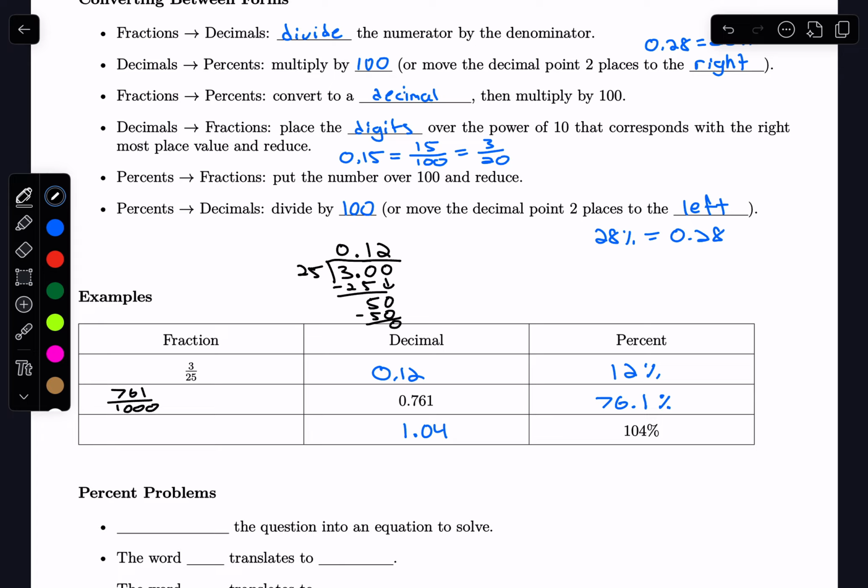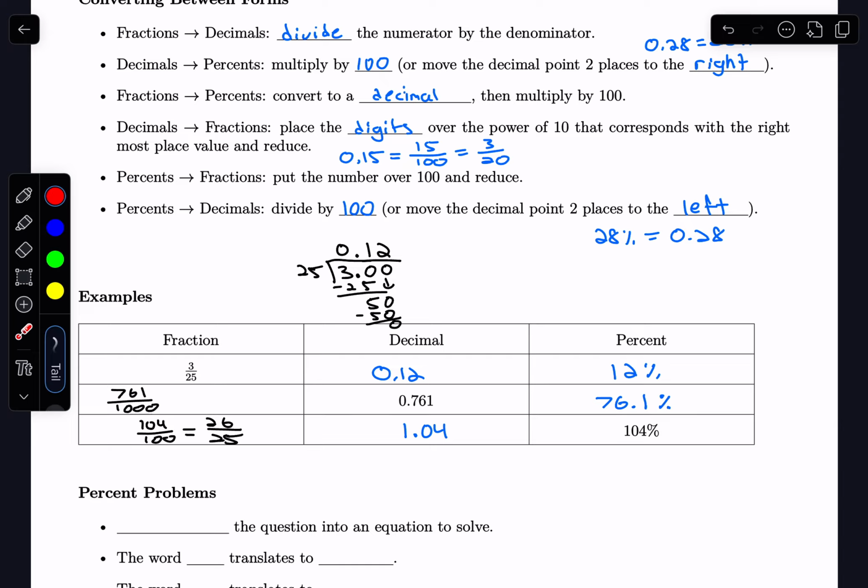Instead, I want us to just take all the digits and put it over that lastmost place value. So 1.04 is really 1 and 4 hundredths. So I'm going to write 104 over 100. I just take all the digits and I put them over that 100 that represents the hundredths place. This can now be reduced by dividing top and bottom by 4 to give me 26 over 25.